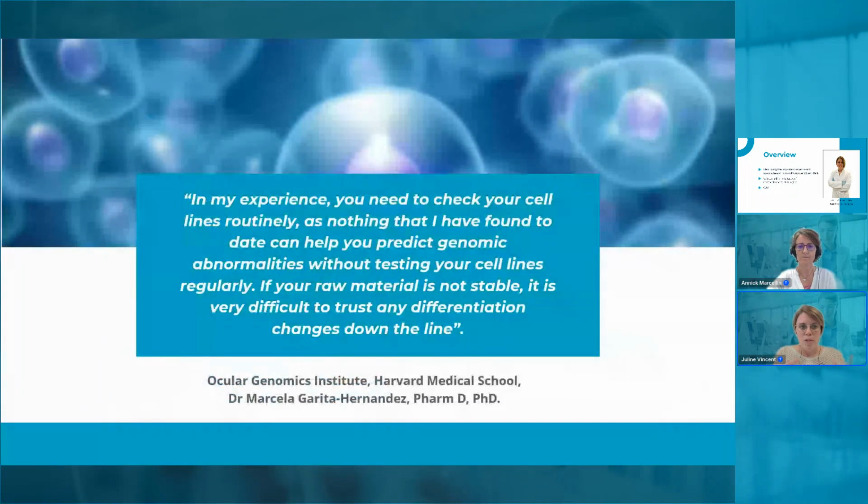As mentioned by Dr. Marcela Garita Hernandez from the Ocular Genomics Institute of Harvard, it's very important to test your cell culture regularly. She said, "In my experience, you need to check your cell lines routinely, as nothing that I have found to date can help you predict genomic abnormalities without testing your cell lines regularly. If your raw material is not stable, it is very difficult to trust any differentiation changes down the line."